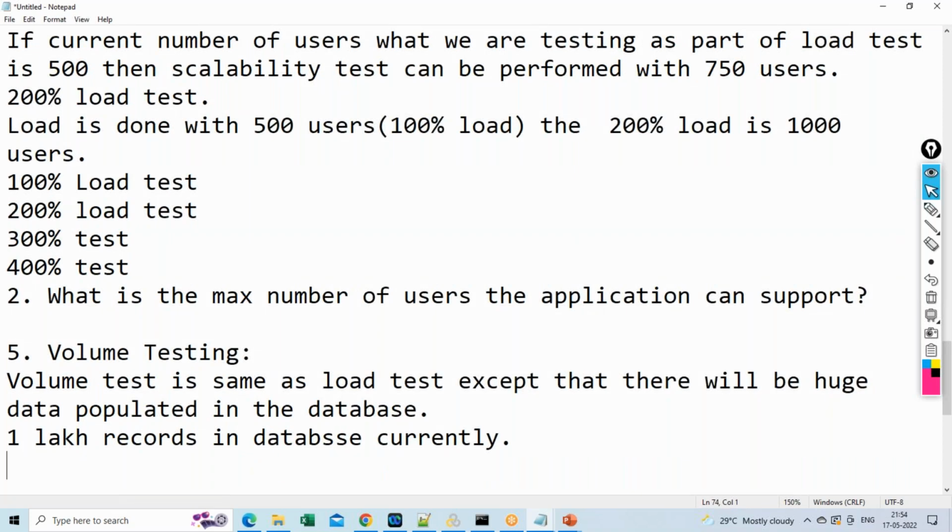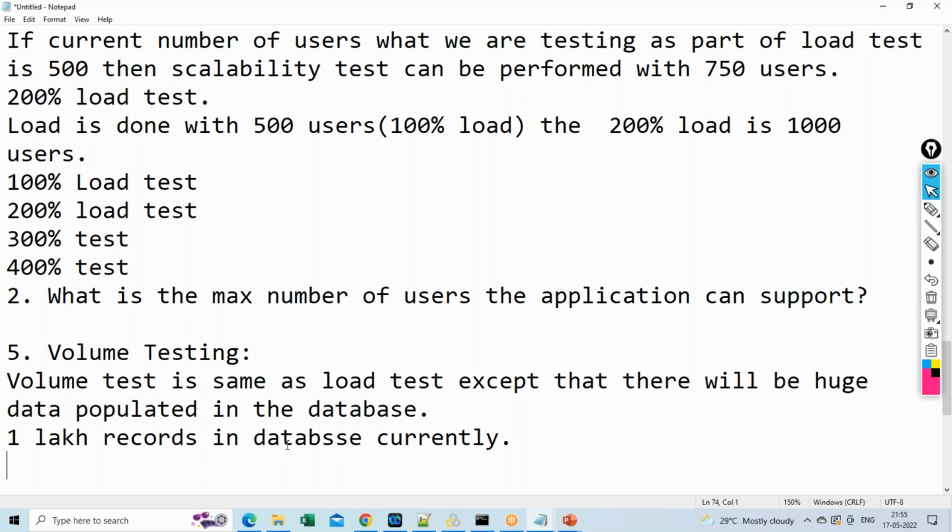Now the client assumes that after 1 year or 2 years, the number of records, as they keep on updating in database, might reach up to 3 to 4 lakhs. After 1 or 2 years, the number of records in database might increase from 1 lakh to 3 lakhs, or from 1 lakh to 4 lakhs. Client says in future the number of records in database might increase. Then what will happen in that case? The same number of users will be there, but number of records in database will be more.